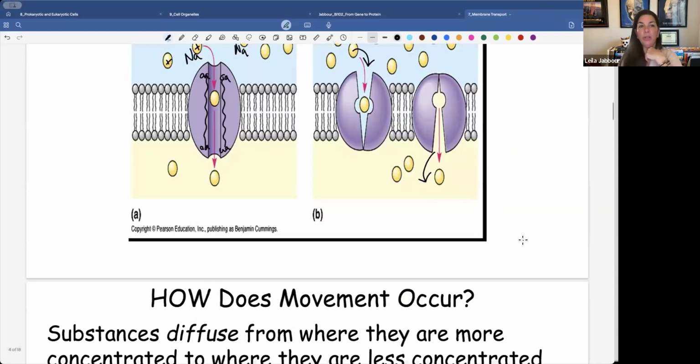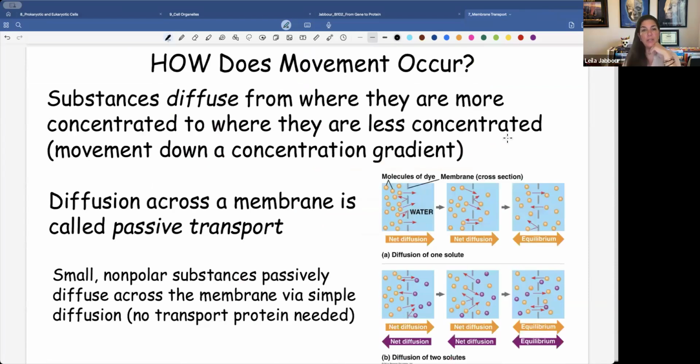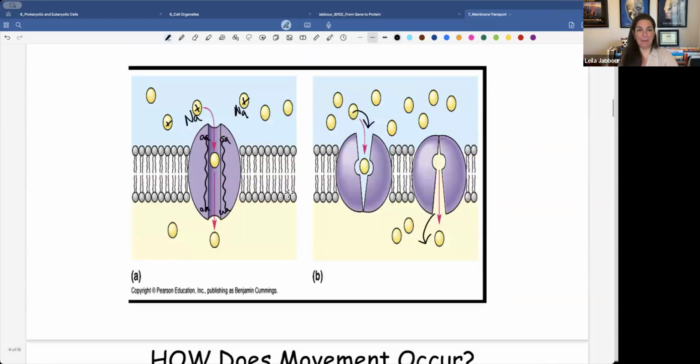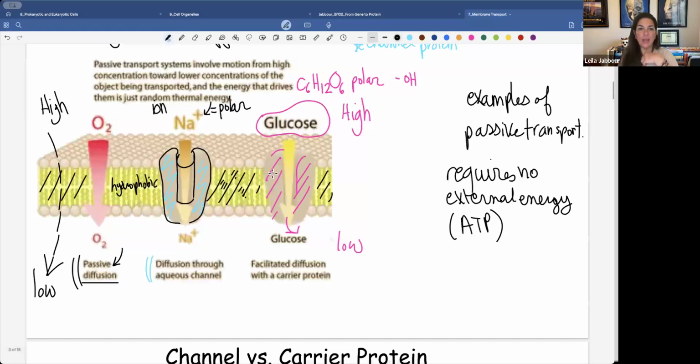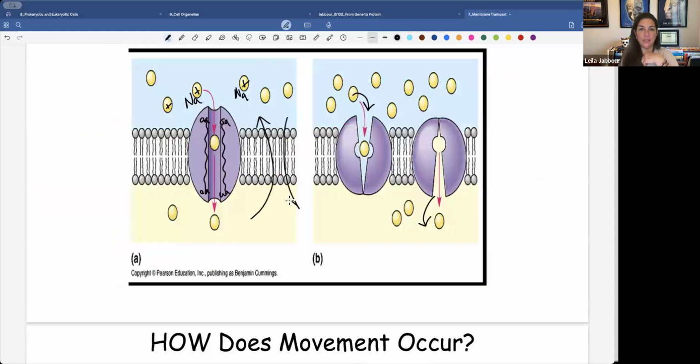So how does this movement occur? The substances diffuse from where they are more concentrated to where they are less concentrated. And we literally use the words movement down a concentration gradient. So down the gradient. Whether we're moving from this side to this side or this side to this side, we're looking at the gradient. So here, the high concentration happens to be up here. So it looks like we're moving vertically down into this low concentration compartment. That's how passive transport works.